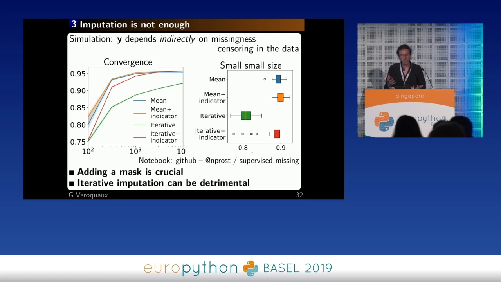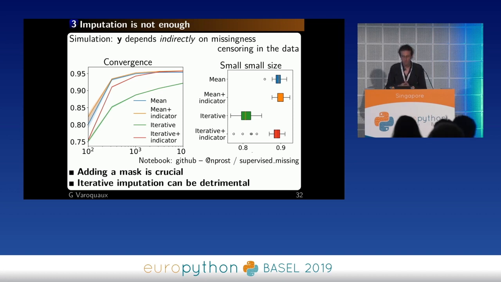And also what we can see is that adding this indicator, this mask, is absolutely crucial. The other thing we can see is that iterative imputation in this situation is actually detrimental because it's making it harder for the learner to see this missingness pattern. So basically we have two situations: one where the missingness is not informative, in which case the iterative imputer is better, and one where missingness is informative, in which case the iterative imputer can actually harm because it makes it harder for the learner to learn this informative missingness.